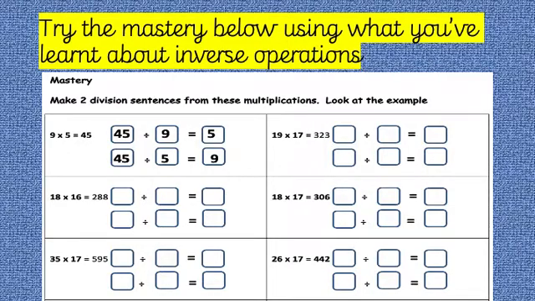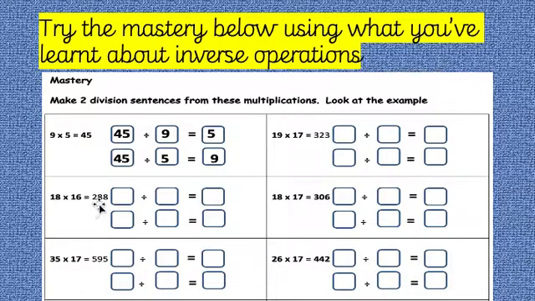Right, now using the knowledge that we have learnt, using the inverse, we can have a little go at this mastery question. You can see the first one has been done for you. So we know that 9 times 5 equals 45. But now because we are dividing, we need to bring the 45 round to the front instead of as the answer. So that's the first thing you need to do with all of these.